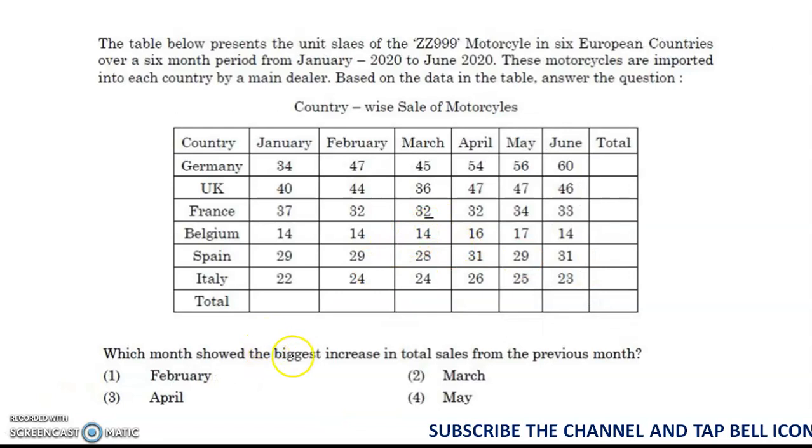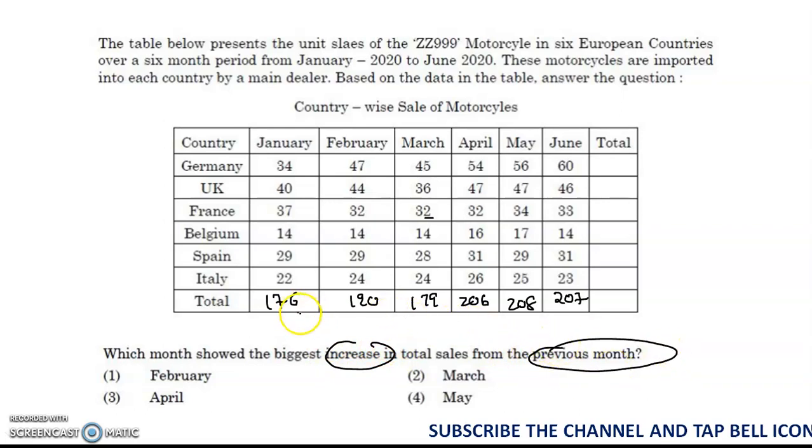which month showed the biggest increase in total sales from the previous month? Okay, so which month is showing the biggest increase in total sales compared with the previous month? As we already calculated, in the month of January we got 176, Feb 190, March 179, April 206, May 208, and June 207. Now if you subtract, they're asking for the biggest increase compared with the previous month.